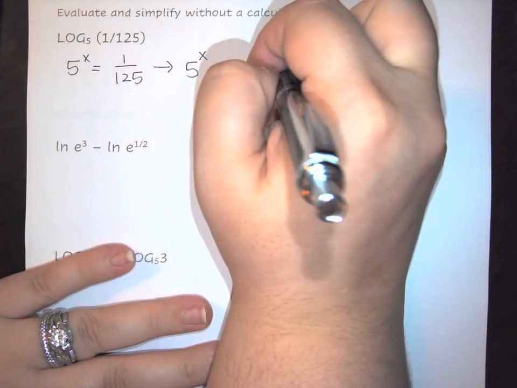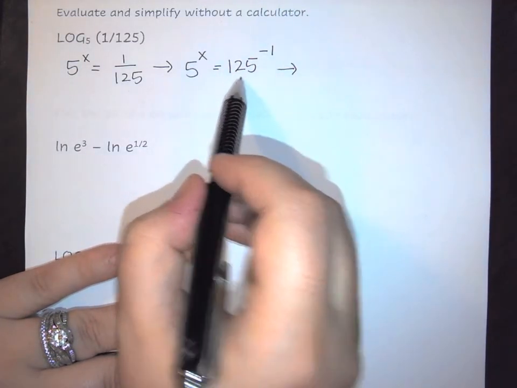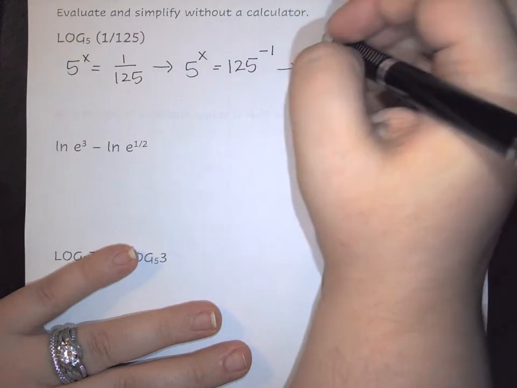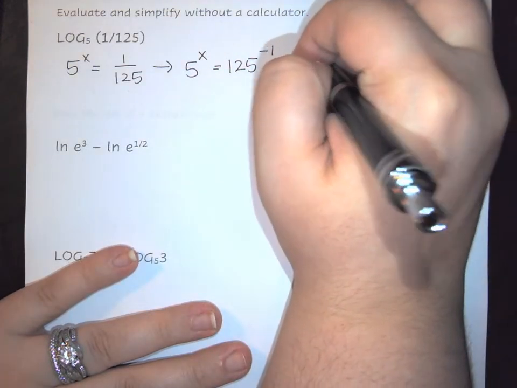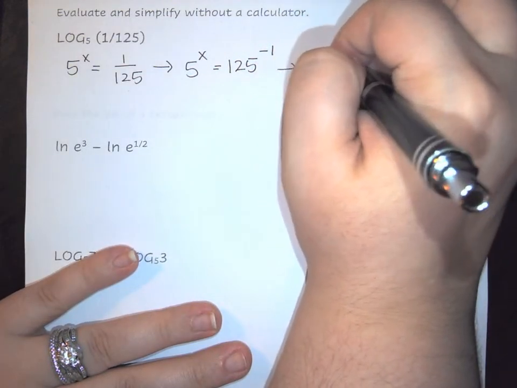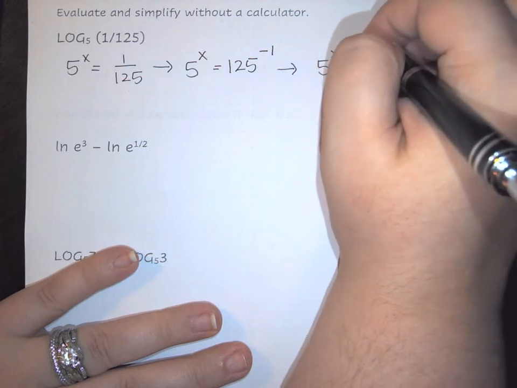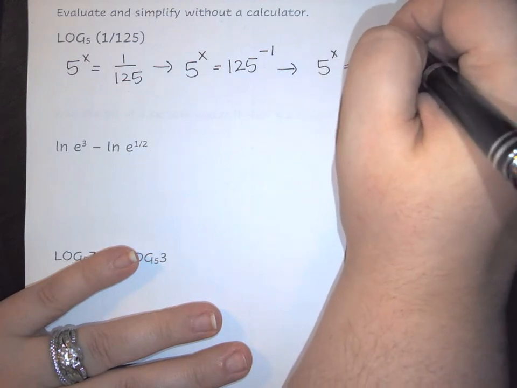So the next thing that we're going to do here is we need to change 125 down into 5. So this is going to be 5 to the x is equal to 5 to the negative 1 times 3.